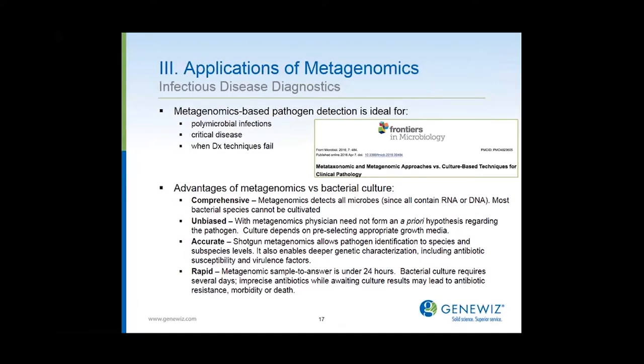Advantages of metagenomics versus bacterial culture include that metagenomics is comprehensive, whereas culture cannot cultivate most species. Metagenomics is unbiased, so the physician doesn't have to form an a priori hypothesis regarding the pathogen, whereas culture depends on selecting the appropriate growth media. Metagenomics is much more accurate, going to the subspecies level, and it's also much faster in that it can perform under 24 hours as opposed to bacterial culture, which can take several days.